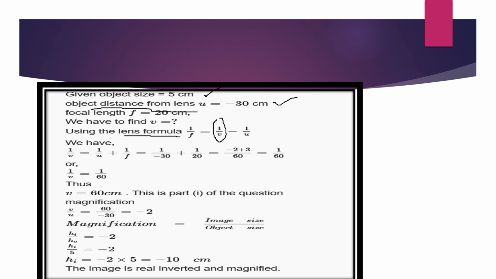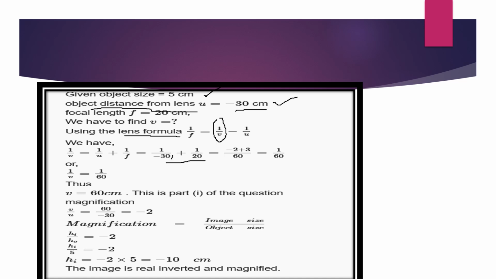And what is your u? Your u is minus 30. So 1 by minus 30 plus 1 by 20. What is your 20? Your focal length, from the question. So now it is a simplification. How will you simplify it? You have to take an LCM. What will be the LCM of 30 and 20? It will be 60, right?